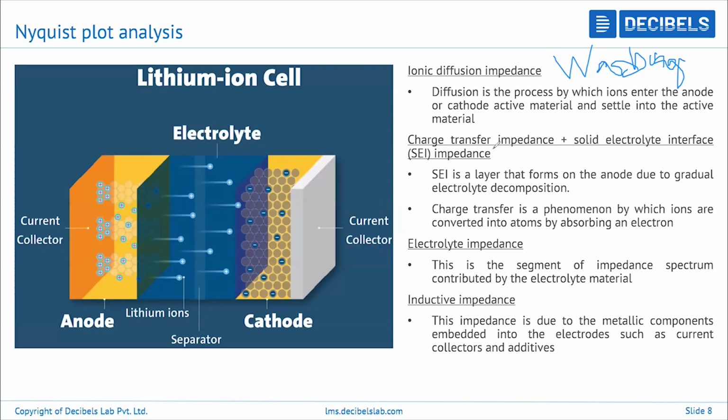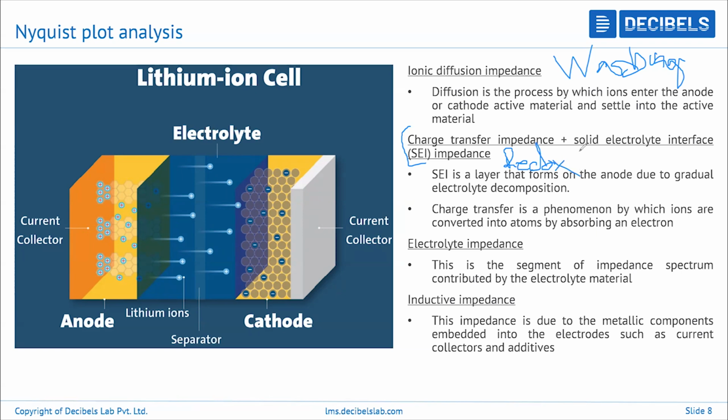Then once the ionic diffusion part has been established, we go to the charge transfer impedance. Okay. So charge transfer has to deal with the reaction. It's basically a chemical reaction that takes place within the cell. So a little bit about this, we talk about redox reactions.